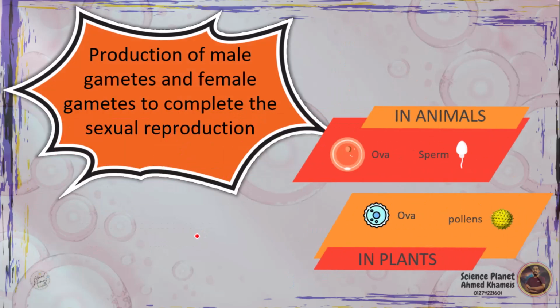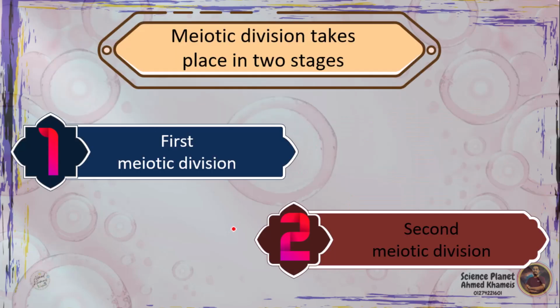The reason why the cells enter the meiosis division is to form the gametes, which are important for completion of sexual reproduction. And the gametes are the ova and sperm in animals, or ova and pollen in plants. And the meiotic division takes place in two stages: first meiotic division, and second meiotic division.